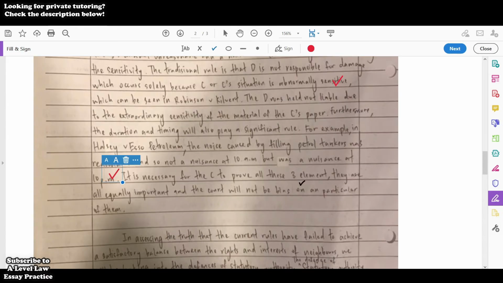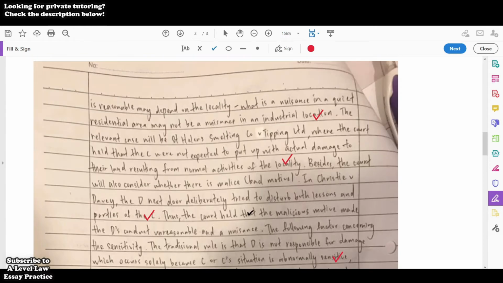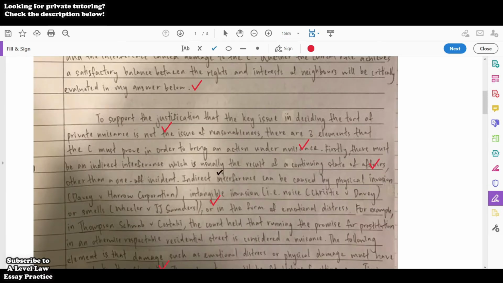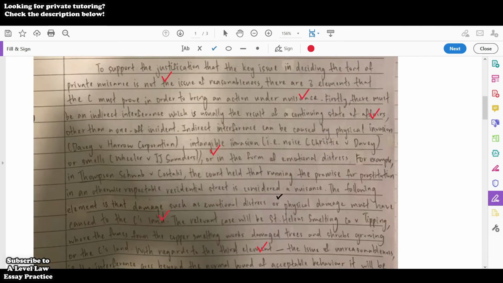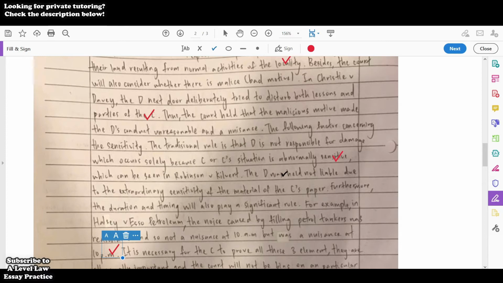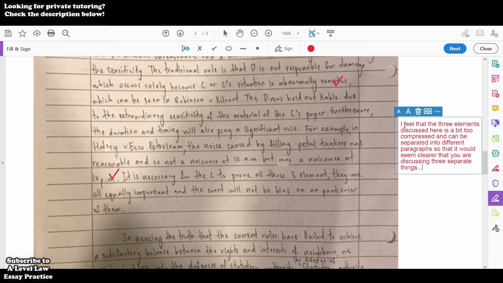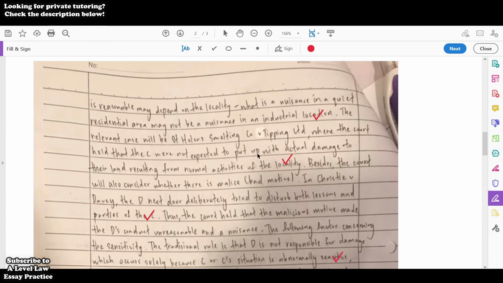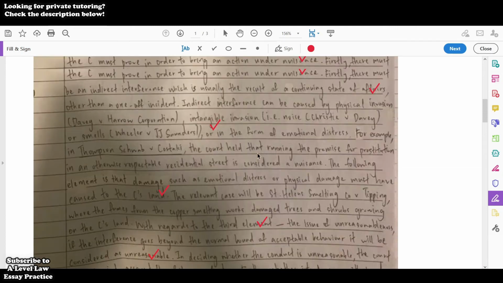I would say that this first part is basically the three elements of private nuisance. But I feel that it's quite compressed here. So what the student can do is separate the three elements. The three elements discussed here are a bit too compressed and can be separated into three different paragraphs so that it seems clearer that you are discussing three separate things. Otherwise, it's a bit confusing to me, at least.